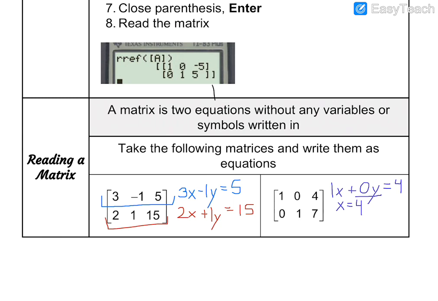This is what our solutions are going to start looking like, guys. We're going to have x equals a number, and then our bottom part is going to be y equals a number. So on the bottom, we have 0x plus 1y equals 7. Again, that 0 times x will go away, and we get y equals 7.